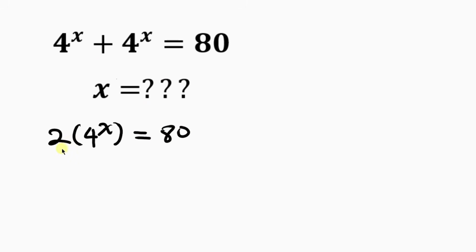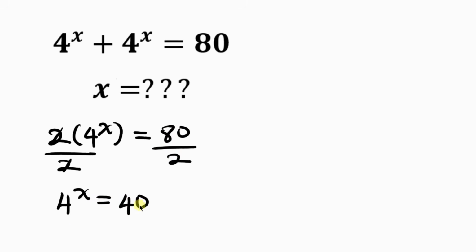Now we can divide both sides by 2. So I'll divide the left hand side by 2. I'll divide the right hand side by 2. So 2 can cancel out 2, leaving behind 4 to the x on the left hand side. And this is equal to 80 divided by 2, we have 40. Very good. Now we can write 4 in the base of 2. 4 is the same as 2 squared, and it is raised to the power of x. And this is equal to 40 on the right hand side.